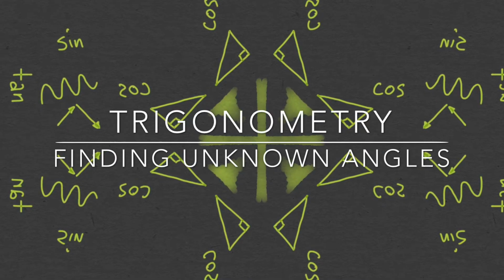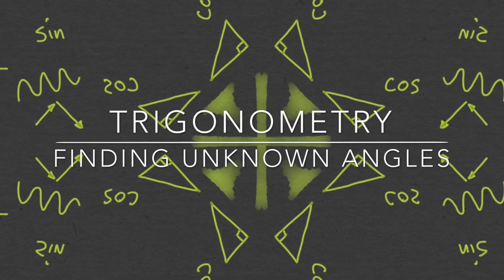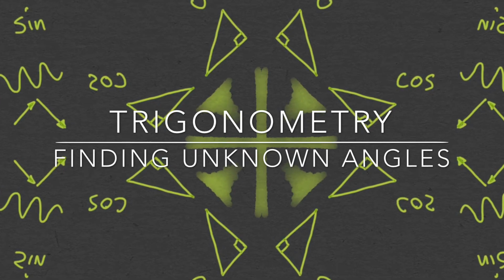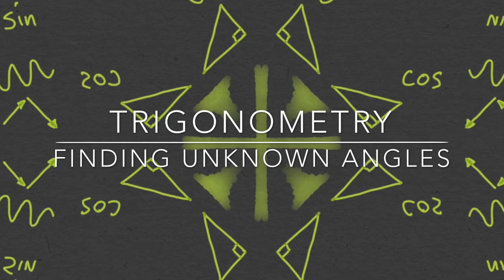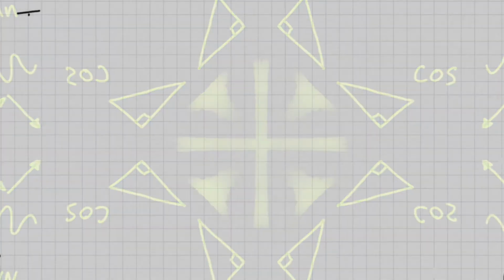Today we're going to talk about trigonometry again, and we're going to find the unknown angles. So this involves using the inverse trig ratios, okay? So sine minus 1, cos minus 1, and tan minus 1.